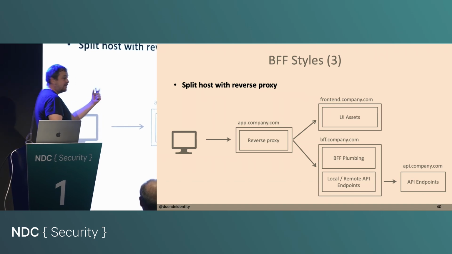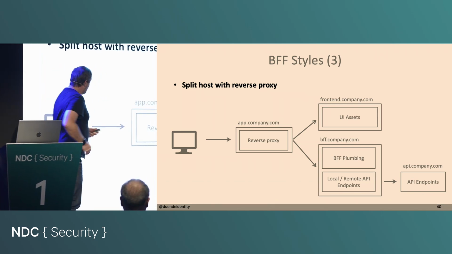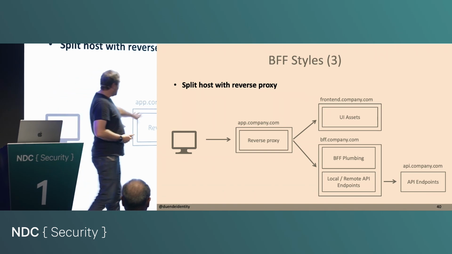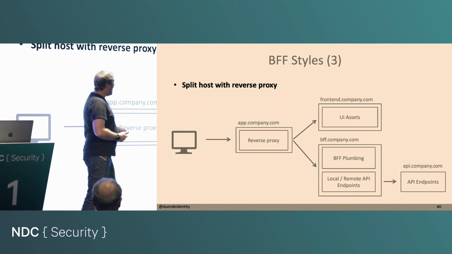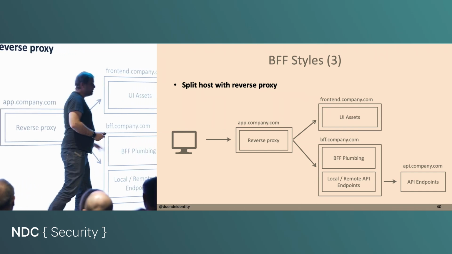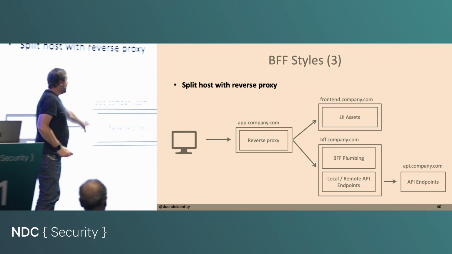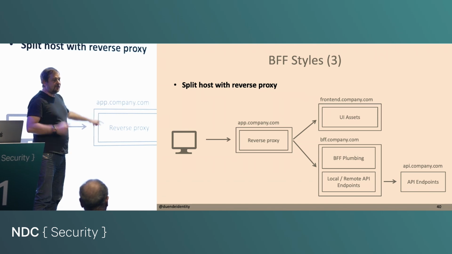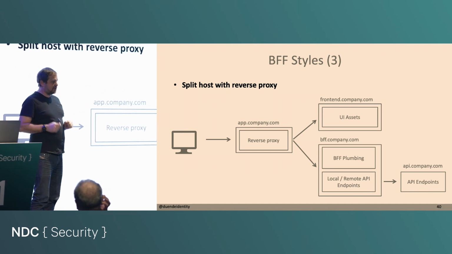Basically using two reverse proxies, where the application comes from here, the front end comes from here, and the BFF comes from here, but from a browser point of view, they all look like the same backend because there's a reverse proxy proxying in both directions, basically.